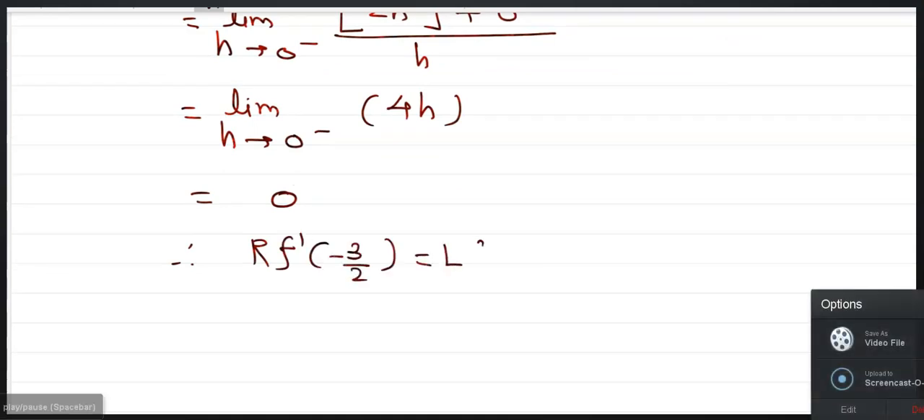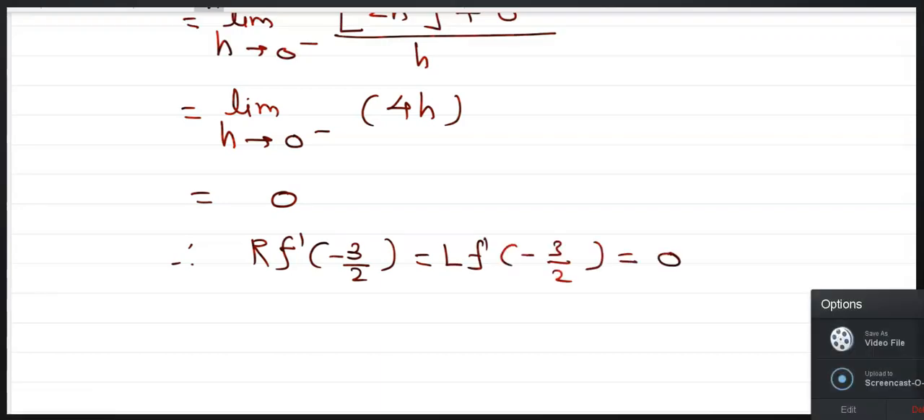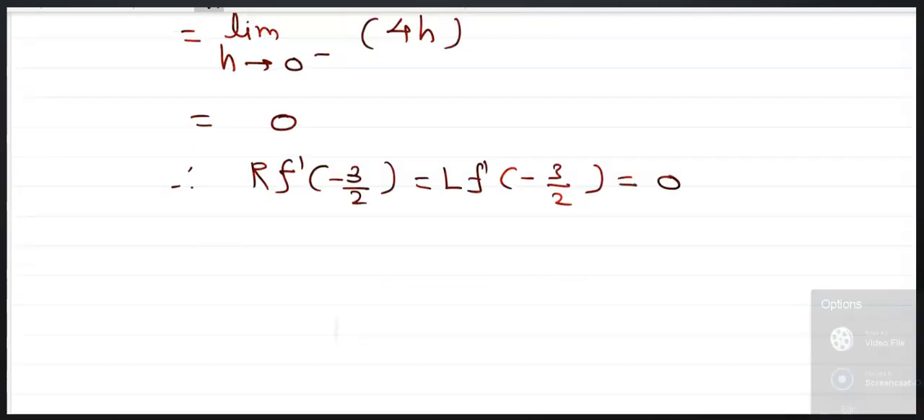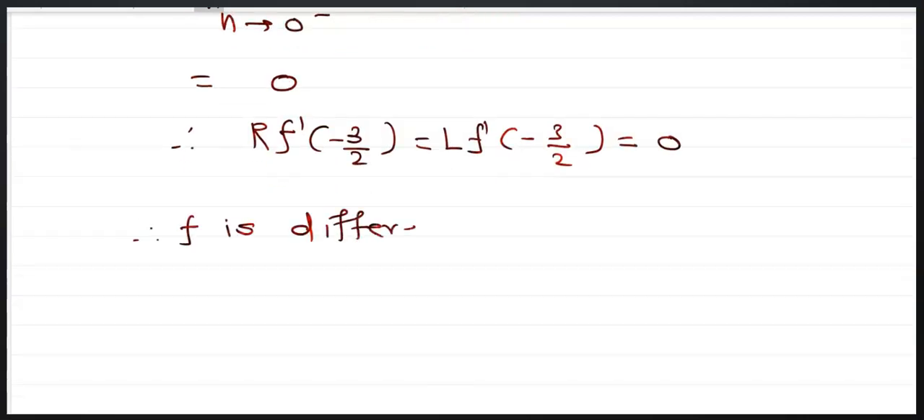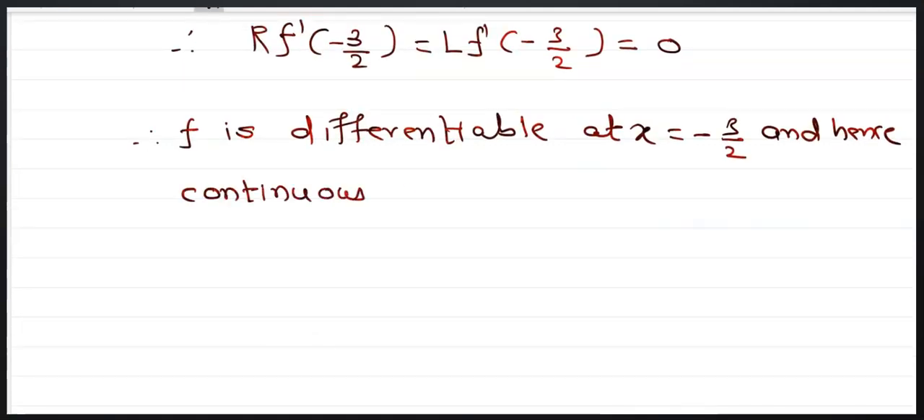Left hand side differentiation and right hand side differentiation are both the same. Therefore f is differentiable at x is equals to minus 3 by 2, and hence is continuous at x is equals to minus 3 by 2.